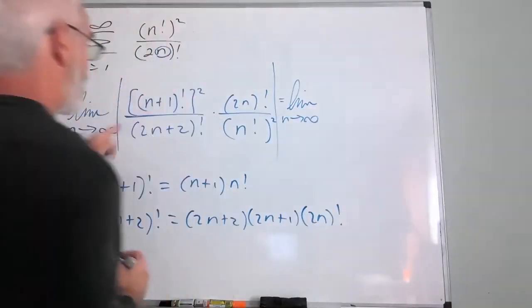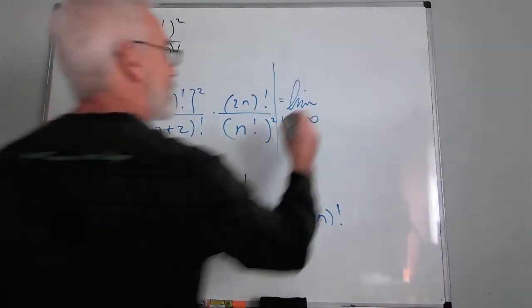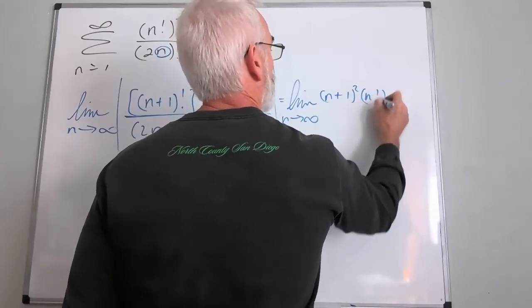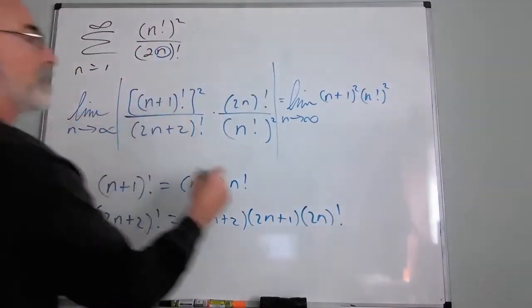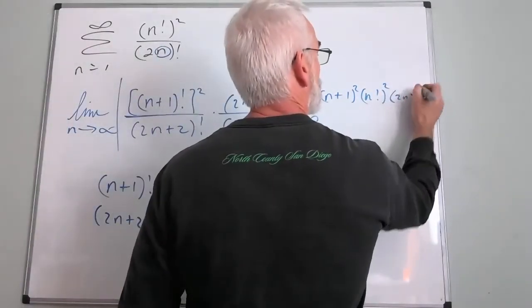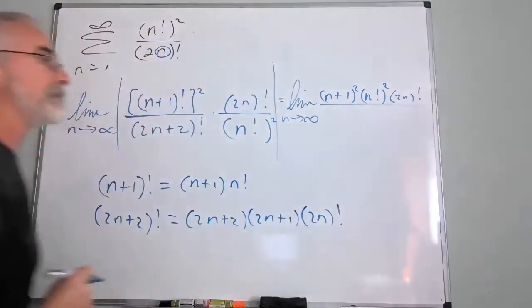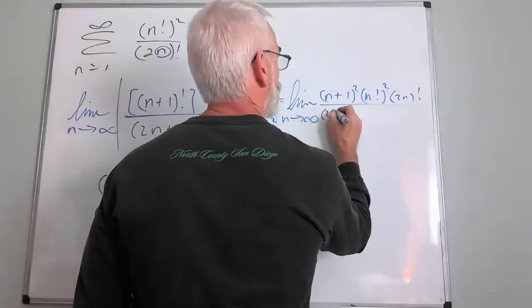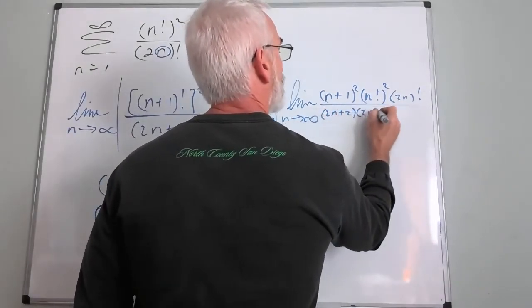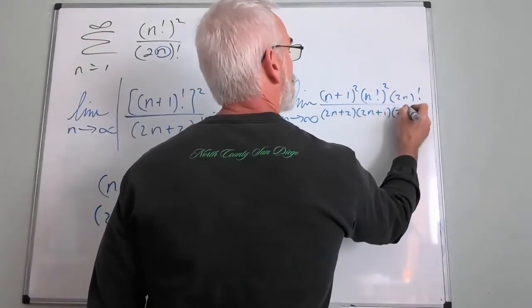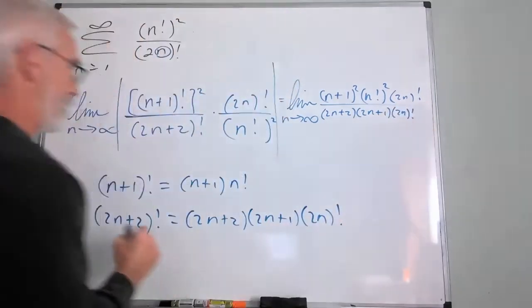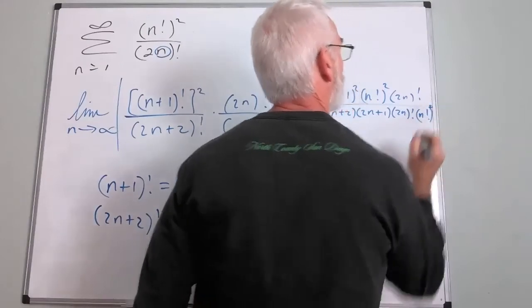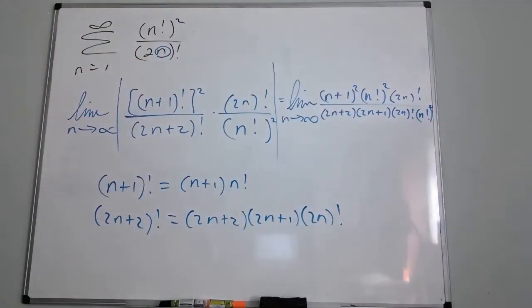All right, so my numerator is going to be n plus 1 squared, n factorial squared, times 2n factorial. The denominator, if I can squeeze this in, 2n plus 2, 2n plus 1, 2n factorial, and then I have an n factorial squared. Okay, sorry about that, I was a little bit cramped.